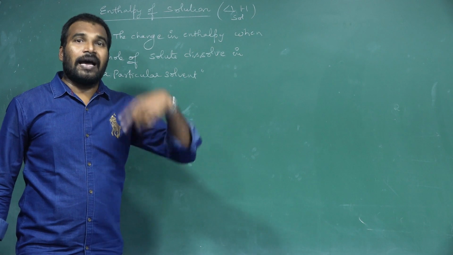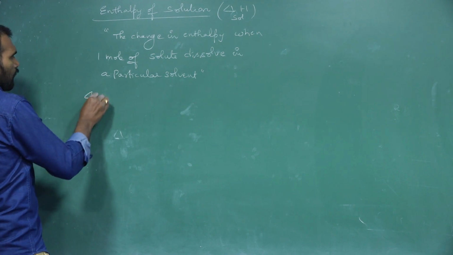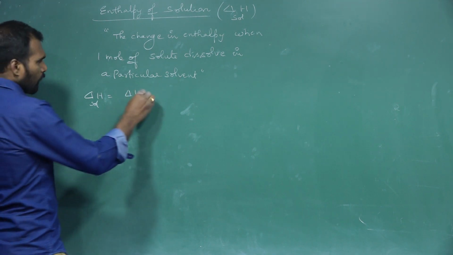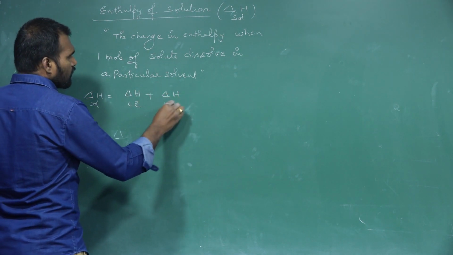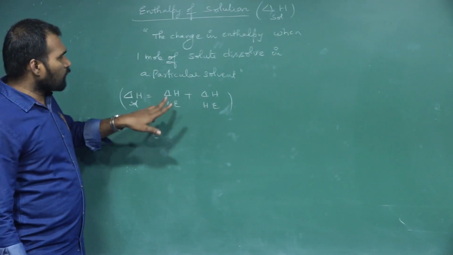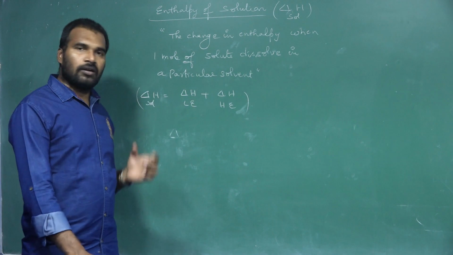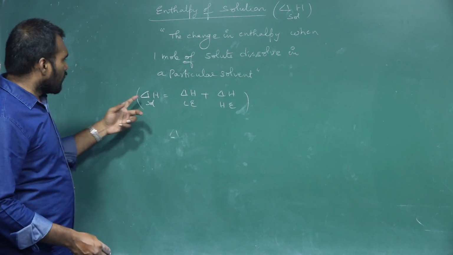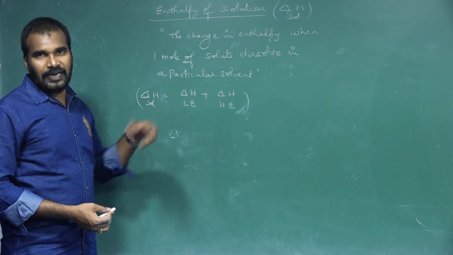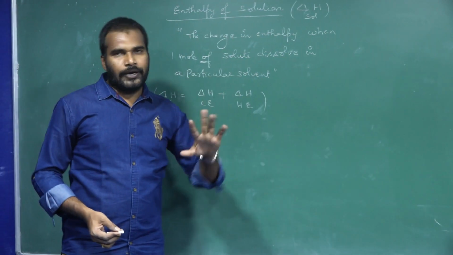It depends upon their hydration enthalpies and lattice enthalpy. Why? Because enthalpy of solution is equal to lattice enthalpy plus hydration enthalpy. It depends upon these two enthalpies. Sometimes lattice enthalpy may dominate hydration enthalpy, sometimes hydration enthalpy may dominate lattice enthalpy. So in that case, del H solution can be a positive value or negative value. If it is a positive value, it's endothermic. Negative value, exothermic. That is why I am telling enthalpy of solution can be exothermic or endothermic.